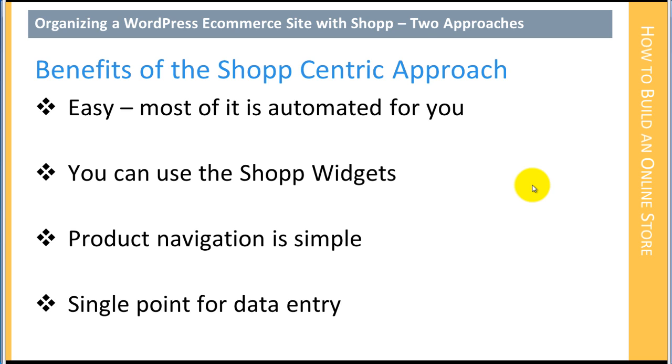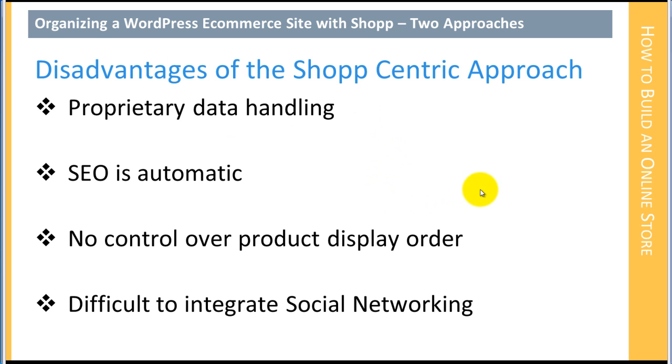It has its own set of widgets, which are actually quite nice, and if you are using the Shopp-centric approach, then you can use the Shopp widgets. It also has very simple product navigation, which you can take advantage of. And finally, it has a single point for data entry, which means you only enter the product price in one place. You don't have to ever enter it another place. That is a very useful tool when managing data like this. And those seem like such good benefits that why would you consider not doing that?